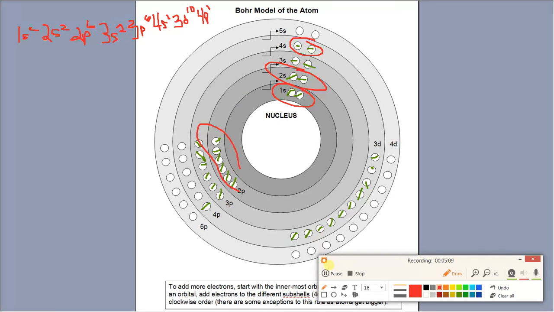Okay, I'll leave it with that for right now. I'll maybe do another one or show you how to look at the periodic table and do the same thing. But this is kind of a first step in making these electron configurations. Hopefully that is helpful.